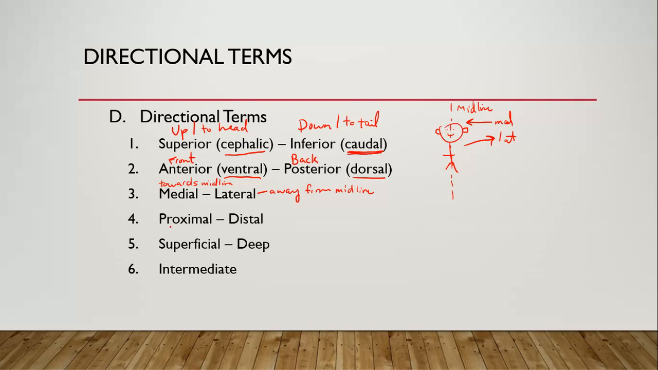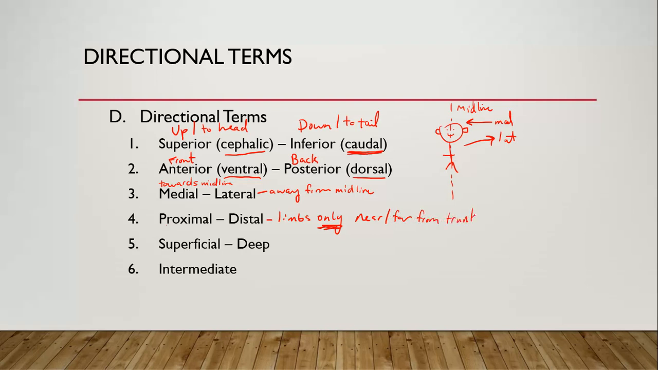Proximal and distal. Now, if you look at this, proximal means like near, like proximity, and distal means far. But here's the thing: these two are used on the limbs only. I can't even tell you how many students get this mixed up all the time. Limbs only. And this means near or far from the trunk.